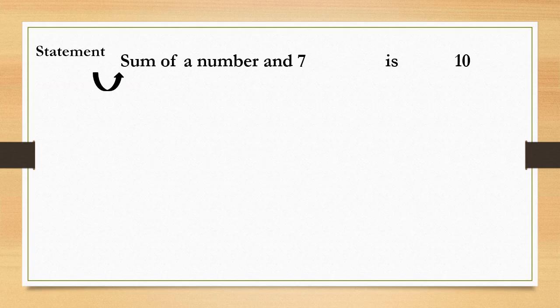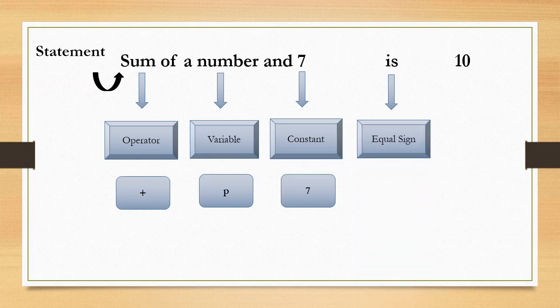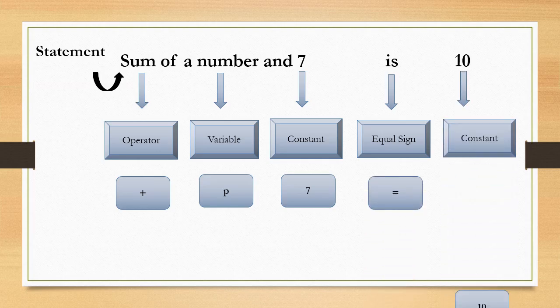Now consider the statement sum of a number and 7 is 10. Sum indicates operator, number indicates a variable, 7 indicates constant. What about is? Is indicates here we need to equate this sum of a number and 7 to 10. That means if your statement contains is, we need to use the equal sign. 10 is the constant. So we have got something like this: p plus 7 equal to 10. This is an expression with an equal sign. That means it is an equation.